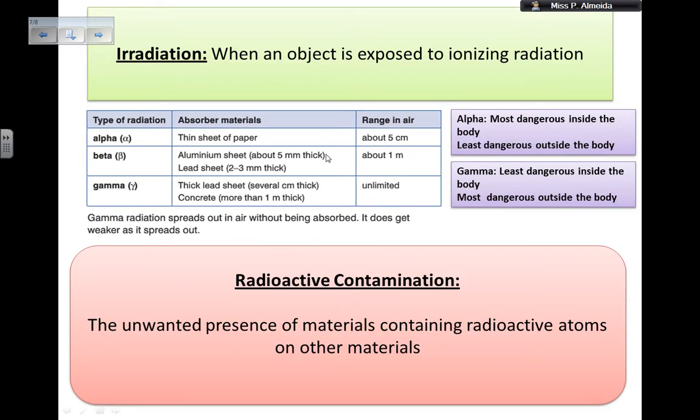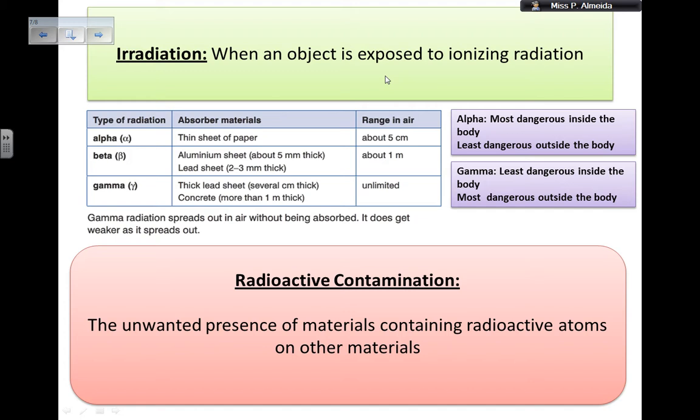So, more stuff that we need to know in terms of safety and ionizing radiation, so alpha, beta, and gamma especially, okay? I can be irradiated or I can be contaminated by radiation. Irradiation is when an object is exposed to ionizing radiation. So I'm in the same room as, for example, alpha. I am being exposed to it, so I'm being irradiated. Contamination is when I have the unwanted presence of materials containing radioactive atoms on other materials.